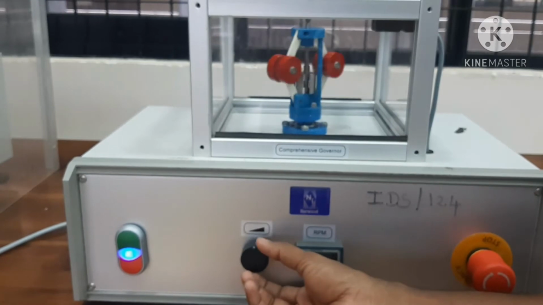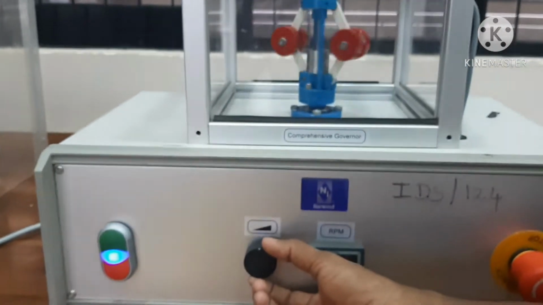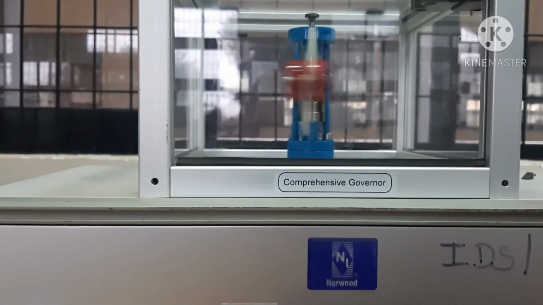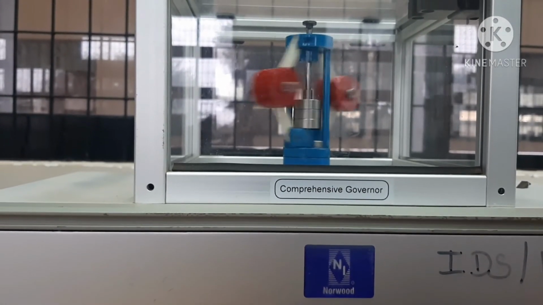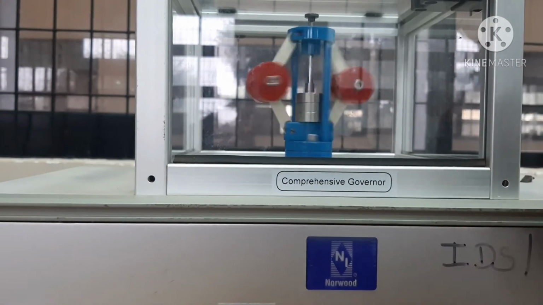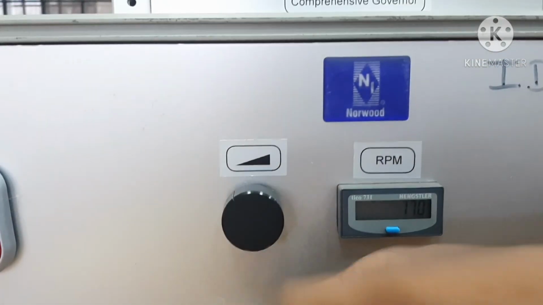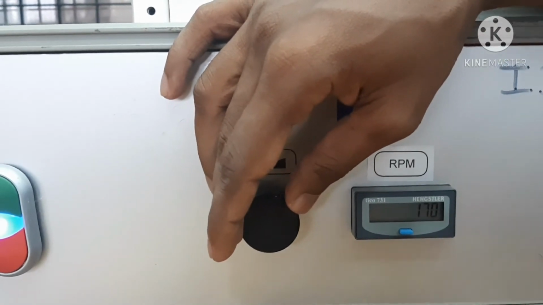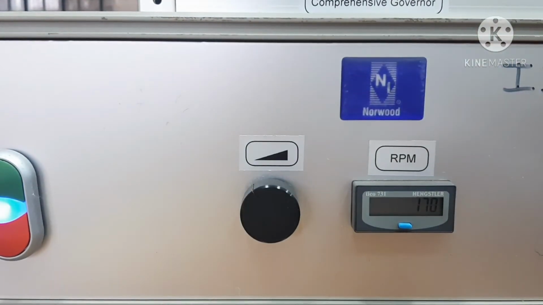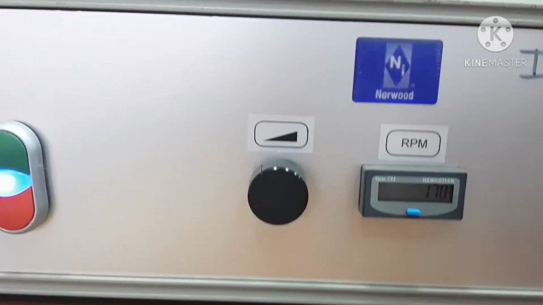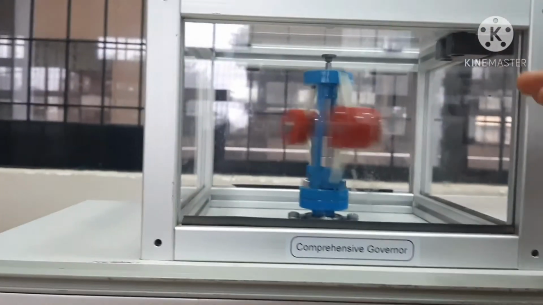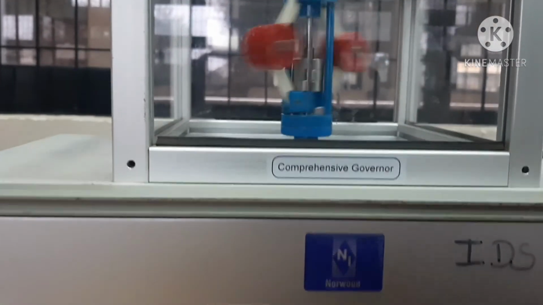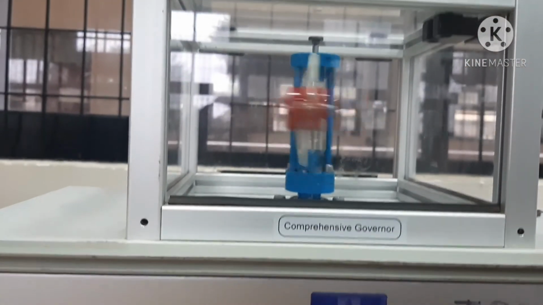So let's see, right? We will increase the RPM slightly and see whether it moves upward. You can see now it is around 170 RPM, right? But it is still in the lower position because of the weight we have added.